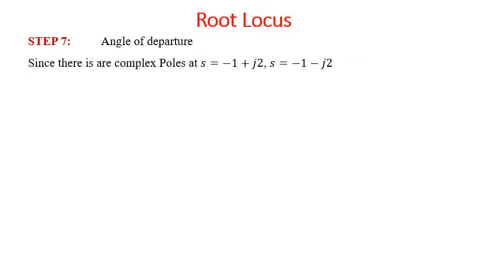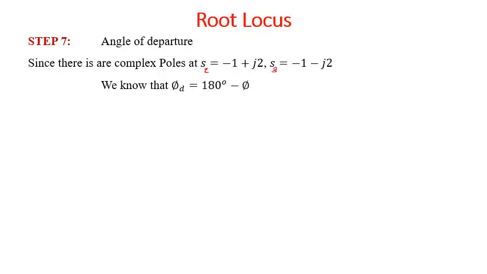Here we have to find the angle of departure for the complex poles. So we have two complex poles. One is S2, that is minus 1 plus j2. Another one is S3, that is minus 1 minus j2. Out of these, any one can be chosen for finding the angle of departure. Angle of departure is given by the formula phi d, d meaning departure, equal to 180 degree minus phi. So here we need to find the phi value.